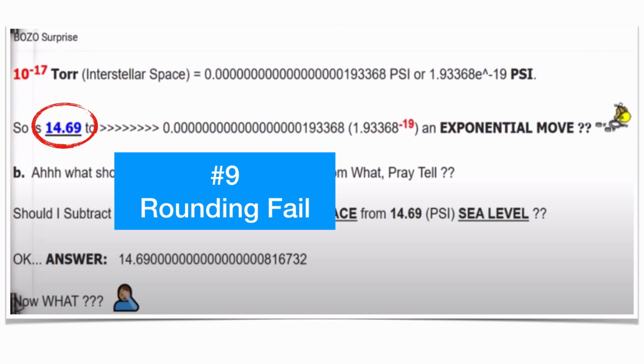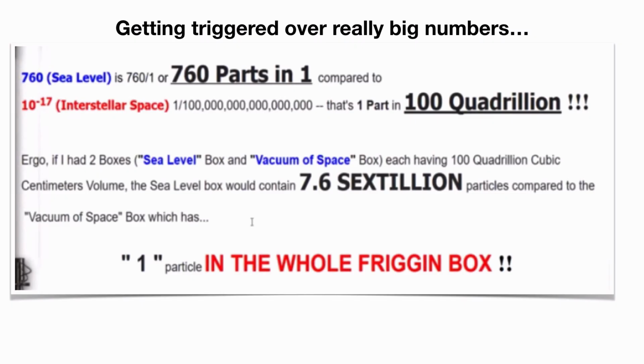Which means that we need to add one more thing, because that was from that slide. Remember that slide from earlier where we found all those fails? So fail number 9, rounding, facepalm. Okay, so I had talked about how sometimes people get triggered over big numbers. It was triggered over the word exponential.